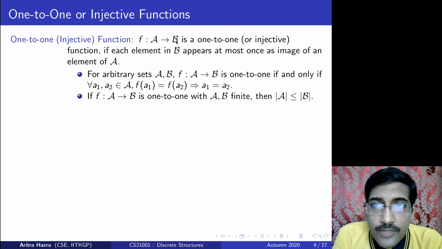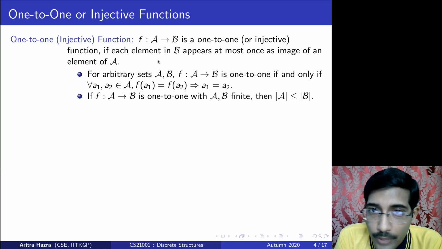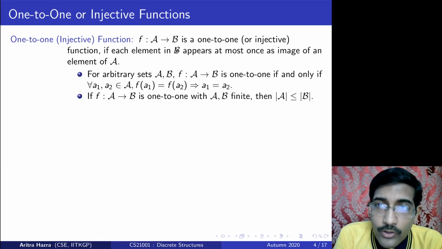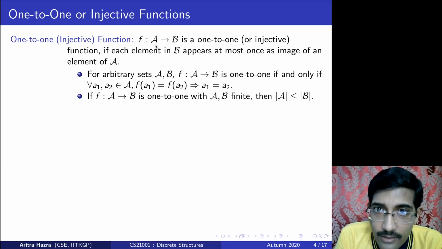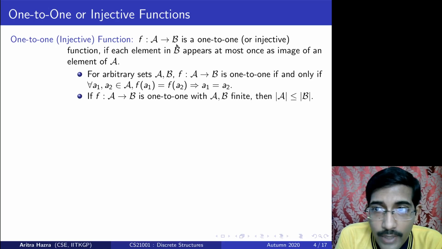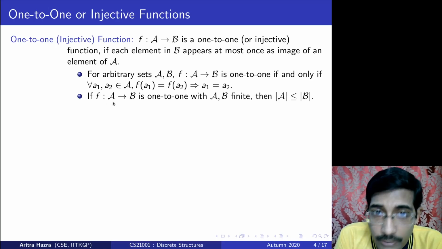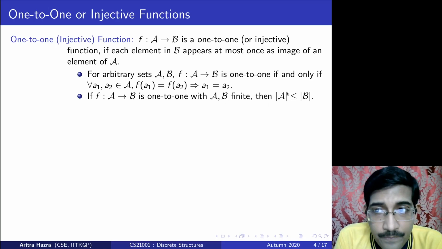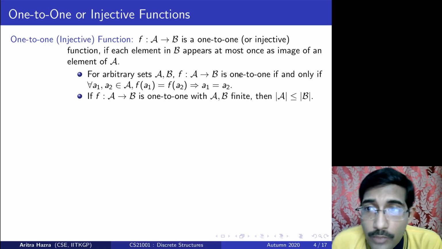Obviously you can see that since every element in B can be mapped from one element in A, not more than one, for each element in B I have at least one pre-image in A. So here A can map to one element in B. Therefore if a function is 1-to-1 and A and B are finite, then the number of elements in A must be less than or equal to the number of elements in B.